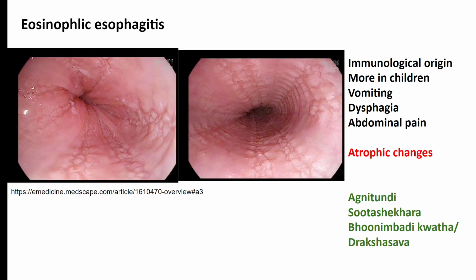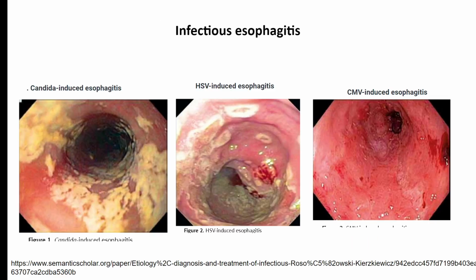I can treat these conditions with Adnituni Surshekara Bhunimbadipata and Rakshasa. This is a variety of Amlapitta. I will be considering this as one variety of Amlapitta, which could be the Vataja variety of Amlapitta. Then the not very common, but next common condition, is infectious esophagitis.